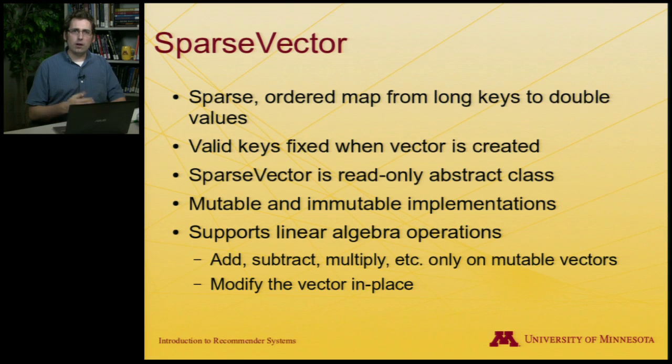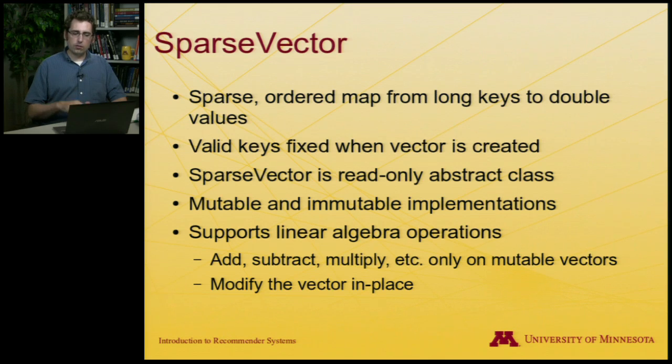Sparse vector merits a little bit more discussion. It's a sparse ordered map from long keys to double values, and it's sorted by key. The valid keys are fixed when the vector is created. So you create a sparse vector, and you give it the set of keys that are going to be valid for that vector. After you've done that, you cannot add any more keys or remove keys. However, certain keys may be set or unset, so you don't have to use all of the keys. It allocates storage for all of them, and this allows the vector to be implemented very quickly using binary search.